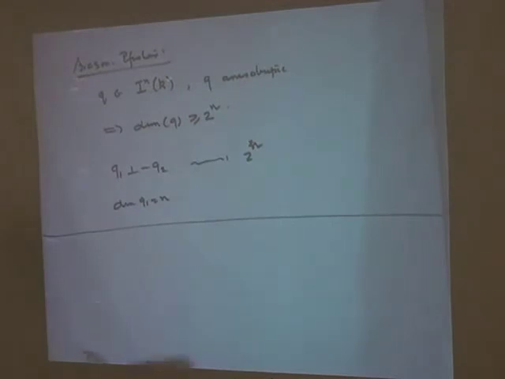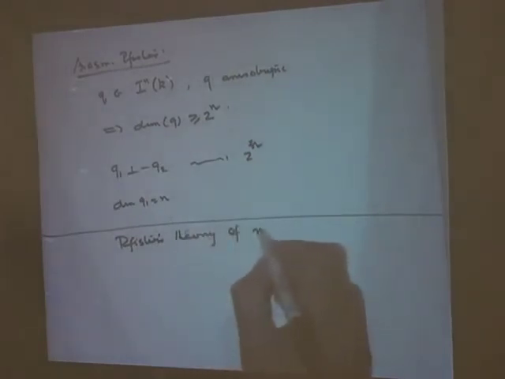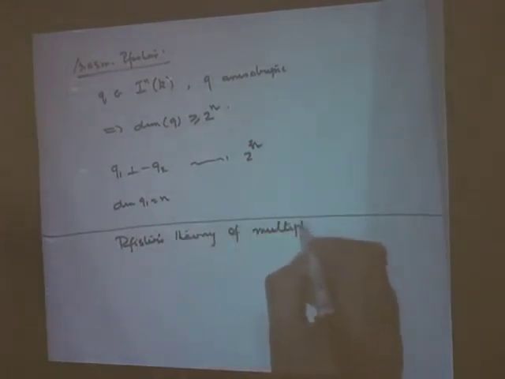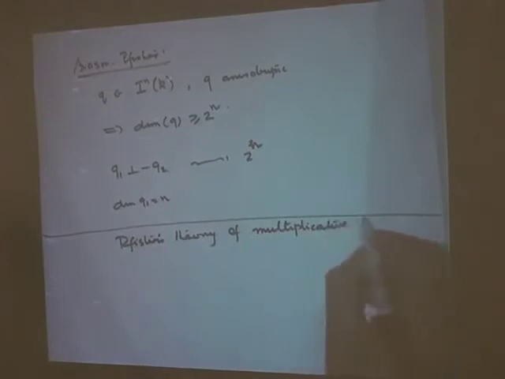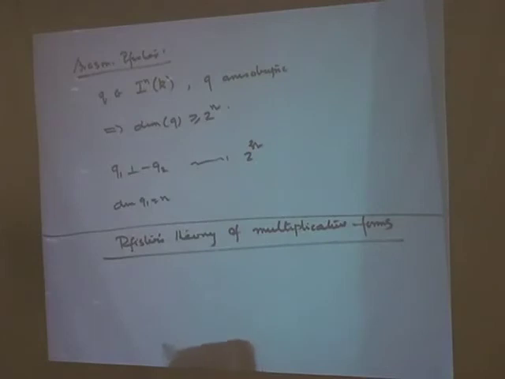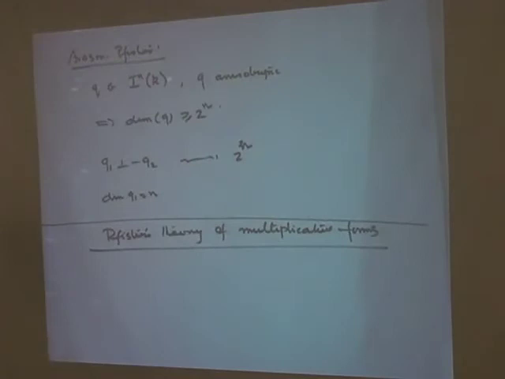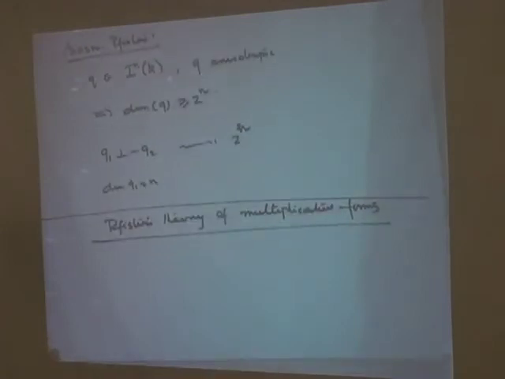Thanks. So maybe I'll start with Pfister's theory of multiplicative forms. Okay, I want to spend a little bit of time explaining some of the intricate theorems of Pfister, leading also to some of the solutions of some questions on quadratic forms.